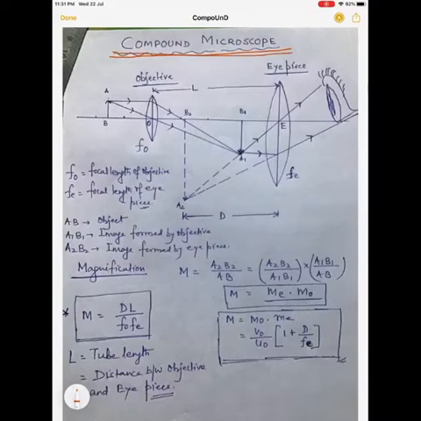As we have completed in the simple microscope, that was a single convex lens of a small focal length. And finally, the magnification was M is equal to 1 plus D by f. So magnification was inversely proportional to the focal length of the convex lens. So if we want to increase the magnification, we have to decrease the focal length, as well as we have to place the object between optical center and focus.